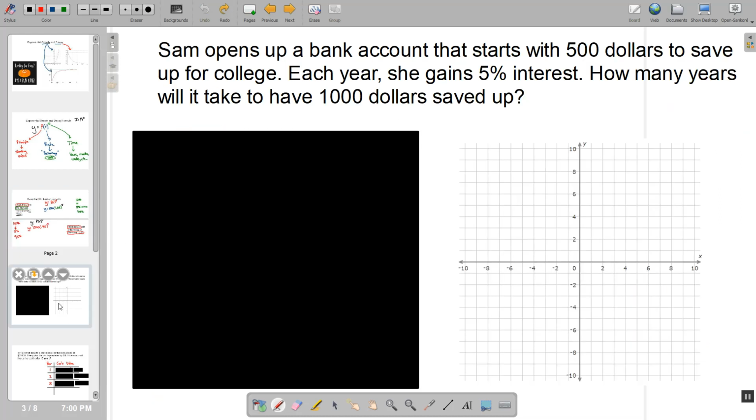So let's get into a real world situation. Sam opens up a bank account that starts with $500 to save up for college. So I see starts with $500. That jumps out at me as probably really important. Each year, she gains 5% interest. So that's probably our rate over time. And the question asks, how many years will it take to have $1,000 saved up? So we're trying to get to $1,000.